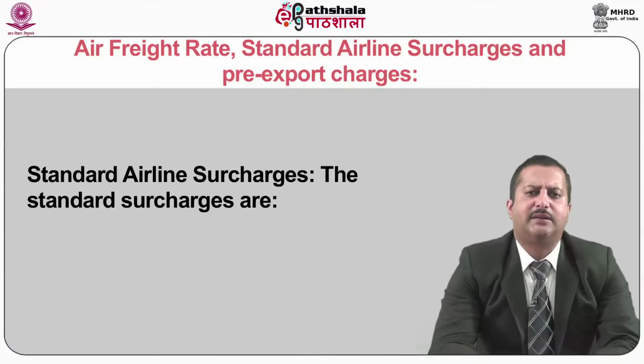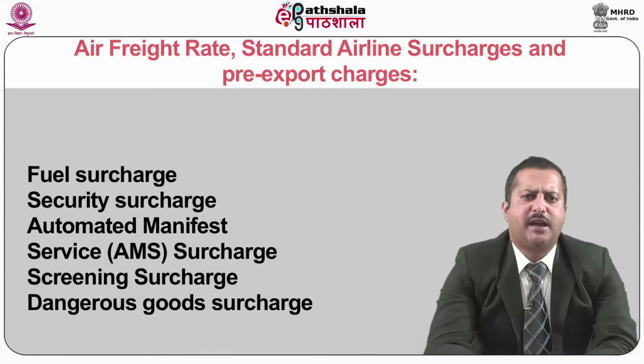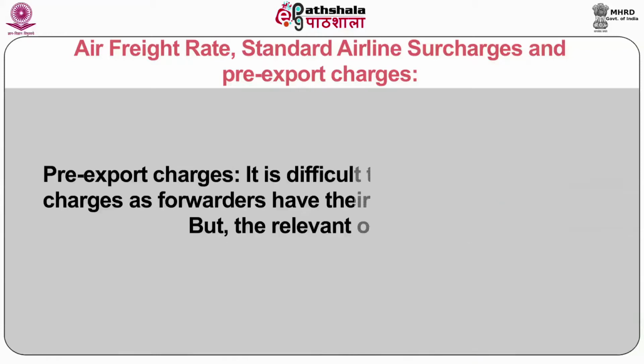If the consignee is paying for the air freight, it is better to fly the freight under consolidation or as what is called back to back. It means one house bill covered by one master bill. The master bill is addressed to air freight. Standard airline surcharges. The standard airline surcharges are such as fuel surcharge, security surcharge, automated manifest service, that is AMS surcharge, screening surcharge, dangerous goods surcharge, pre-export charges.